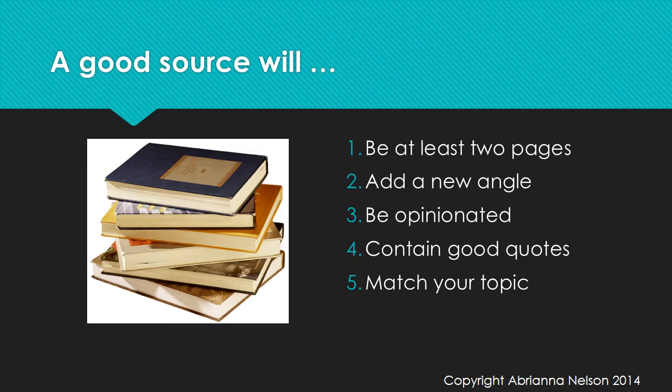There's a couple things that a good source will do. Number 1, it should be at least 2 pages. I know it's very tempting to want to get something that's shorter, but you may not be able to have a lot of information if it's not at least 2 pages. Probably aiming for 5 to 10 pages is a really good bet, at least for electronic sources. If it's longer than 15 to 20, make sure it's a really good source because you're going to have to read the whole thing.